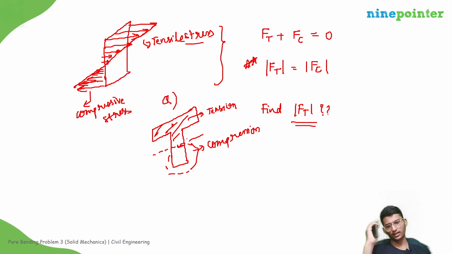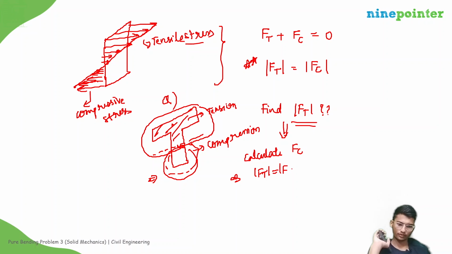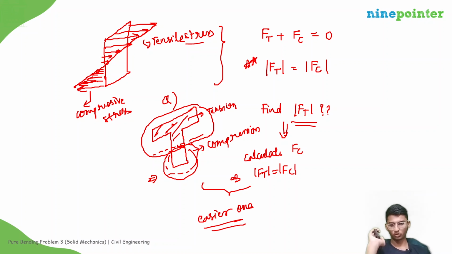See, if you go and solve this one, it will take somewhat more time. So you can calculate the Fc over here, which is easy. So calculate Fc, as mod Ft is equal to mod Fc. So we need to calculate the easier one. Okay. So this is one more concept.